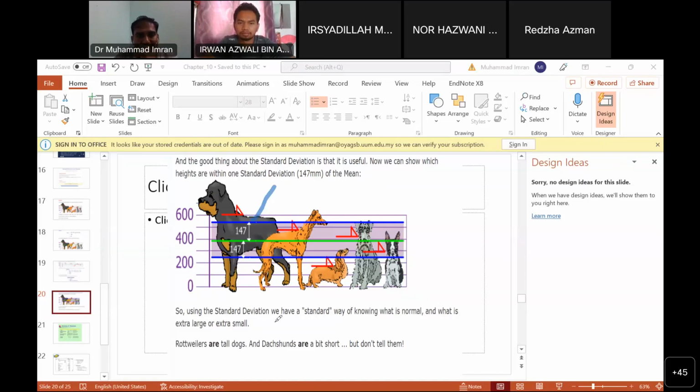The Rottweilers are all tall, and the Dachshunds are a bit shorter. This one, the last one. Now we can see the highest and the lowest level.